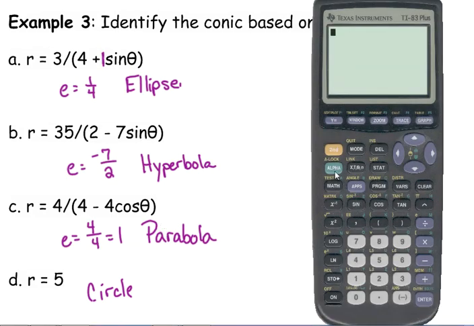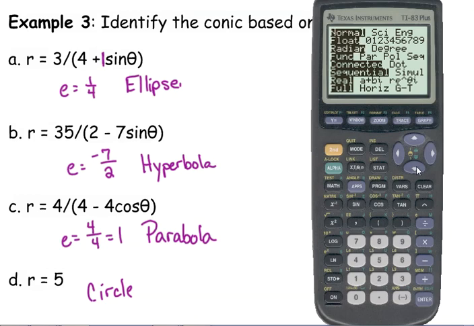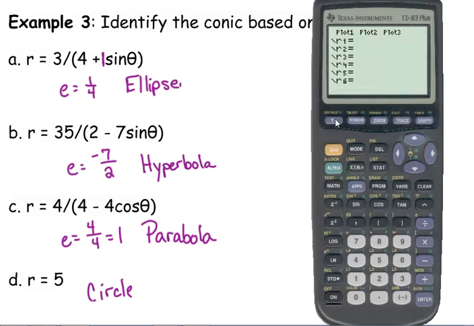Now, if you recall, I showed you how you can graph things in polar mode, right? Change your mode to polar. Go to your y equals. Now it says R equals. Let me try and do the hyperbola here. 35 over parentheses 2 minus 7 sine theta. Okay, let's see here. Let me check my window. I'm in radian mode. All right, so when I hit graph, this one actually graphed it pretty good.